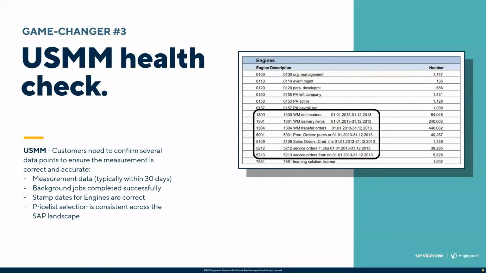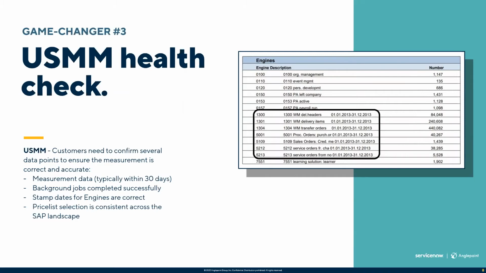That's a problem. That means it's pulling data from way back when, which obviously isn't relevant and needs to be corrected. The price list selection, we want to make sure that's consistent across all of your SAP landscape. So as you're going through the USMM and you're selecting the different criteria or inputs to pull those data points or pull the report, you want to make sure that the price list is selected.